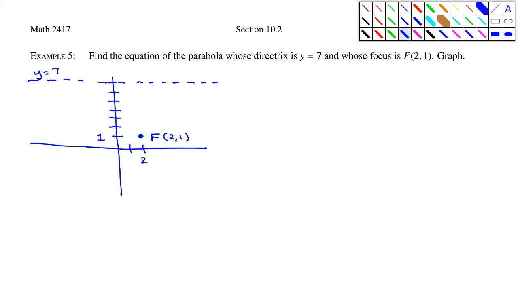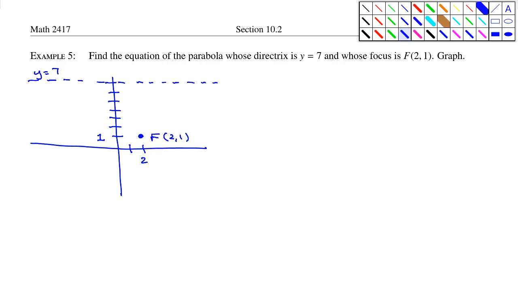Now we know a couple of things. We know that the directrix can tell me the orientation. Since the directrix is horizontal, then the parabola either goes up or down. We also know that the parabola has to envelop the focus, so it must go down.